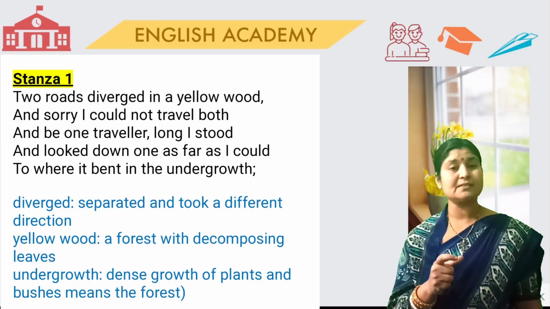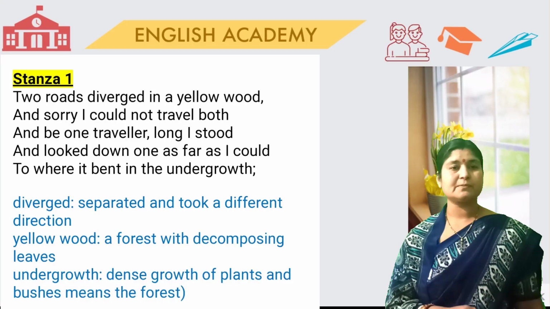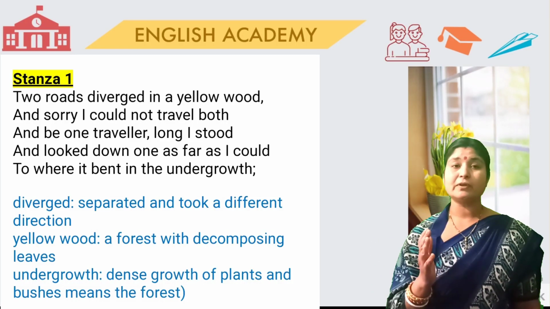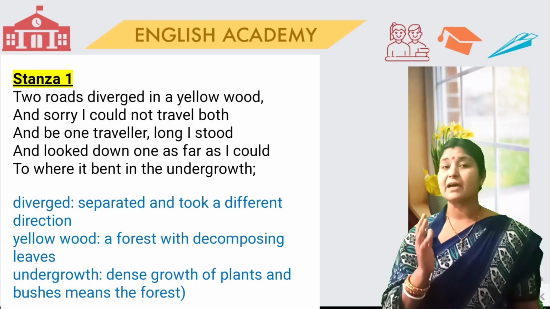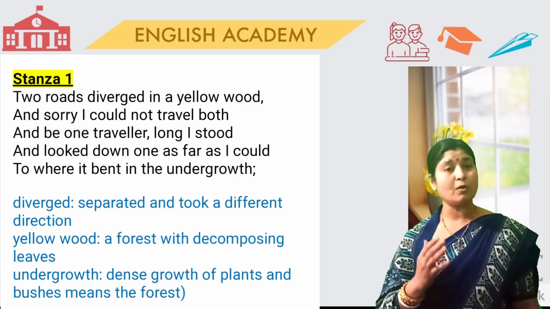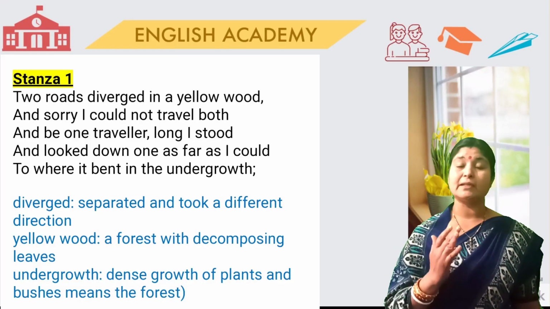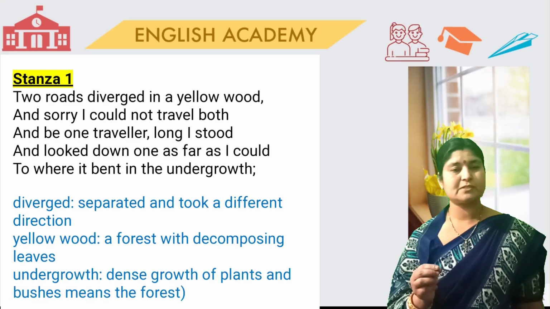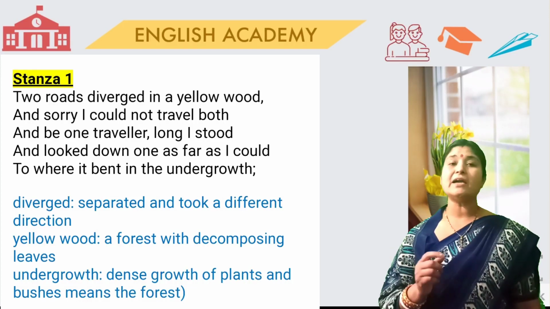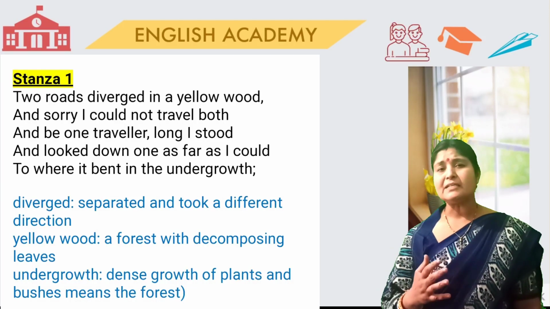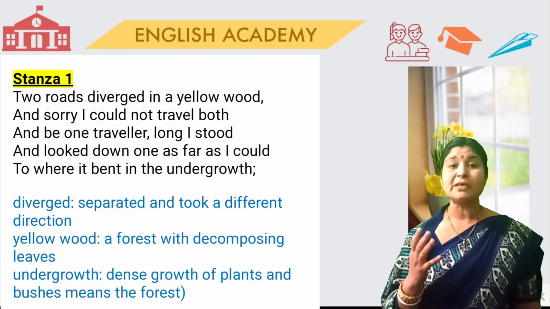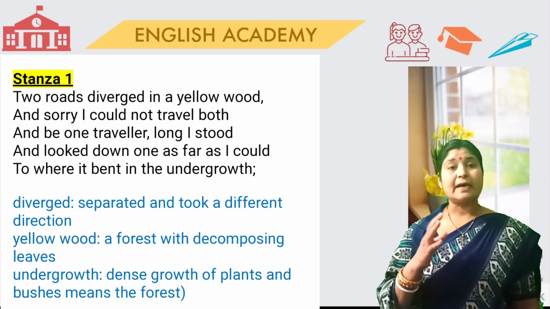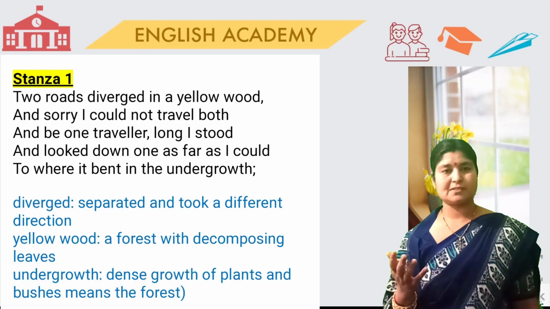First let us discuss the meaning of the difficult words. Diverged means separated and took a different direction. Then yellow wood: especially we find it in the month of autumn, a forest with decomposing leaves, meaning yellow leaves. Then undergrowth. Undergrowth means dense growth of plants and bushes, meaning the forest where there is dense growth of plants and bushes.